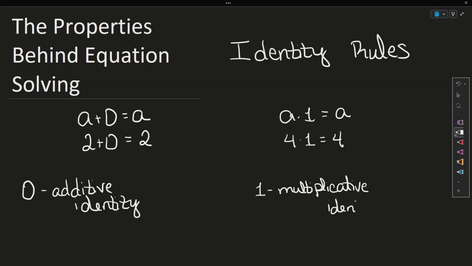In general, an identity of an operation means you don't change the value. 0 is the identity of addition because adding 0 does not change the number. 1 is the identity of multiplication because multiplying by 1 does not change the number.